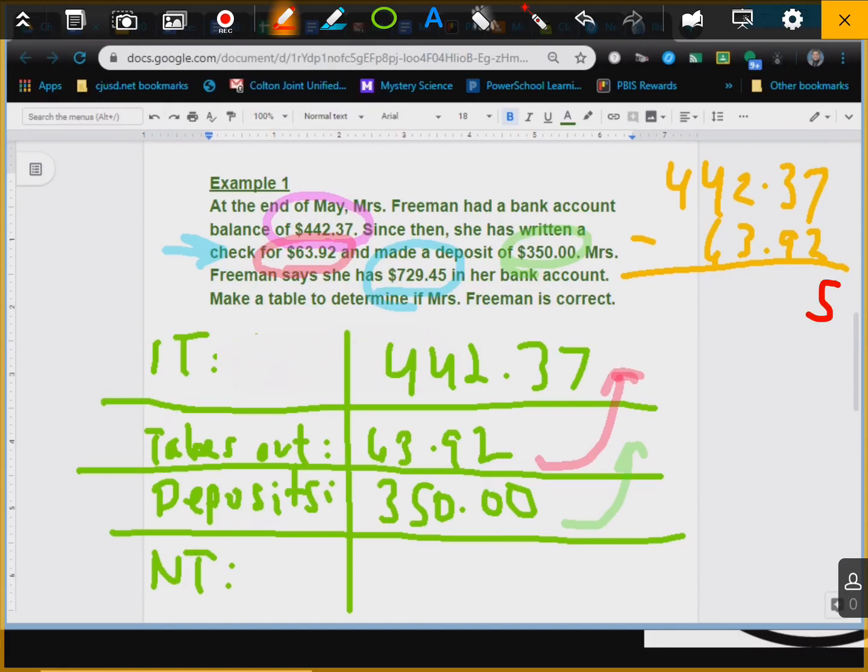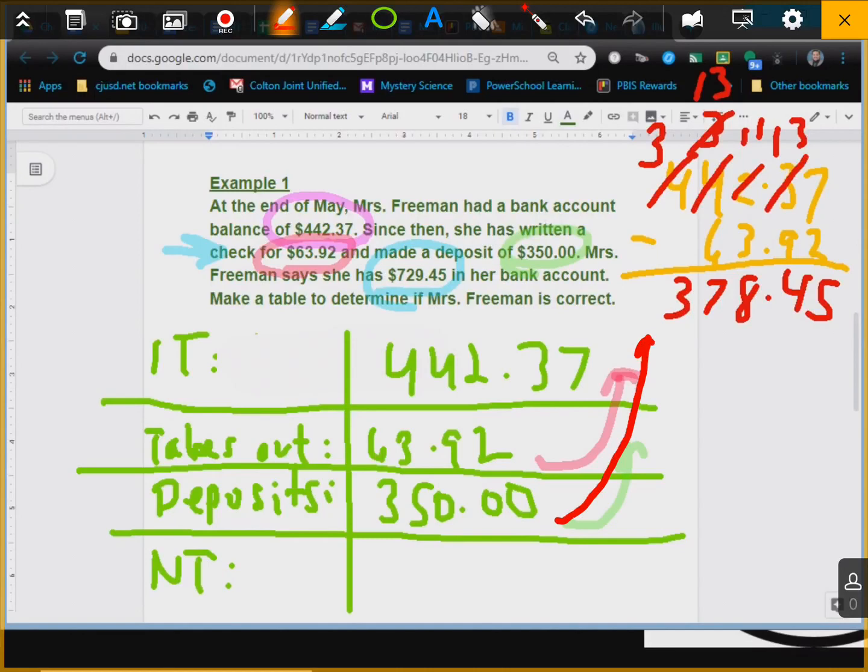7 minus 2 is 5. 3 minus 9, well, 3 is smaller than 9, so you got to change that to 13. That changes to 1. 13 minus 9 is 4. Bring down your decimal. Well, 1 is smaller than 3, so once again you have to borrow here and make that 11. 11 minus 3 is 8. 3 is smaller than 6 here, so you got to take away from the next one, or borrow or regroup, and that changes to 13. 13 minus 6 is 7, and 3 minus nothing is 3. So we have $378.45. Now we need to add $350.